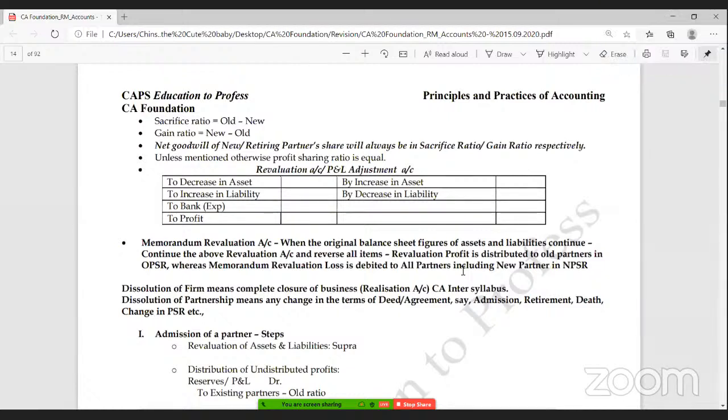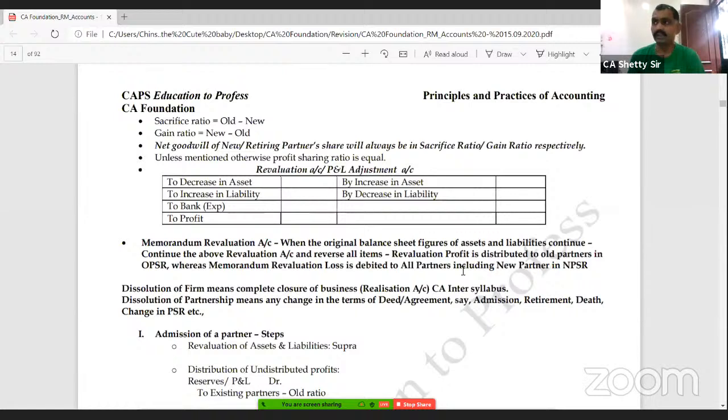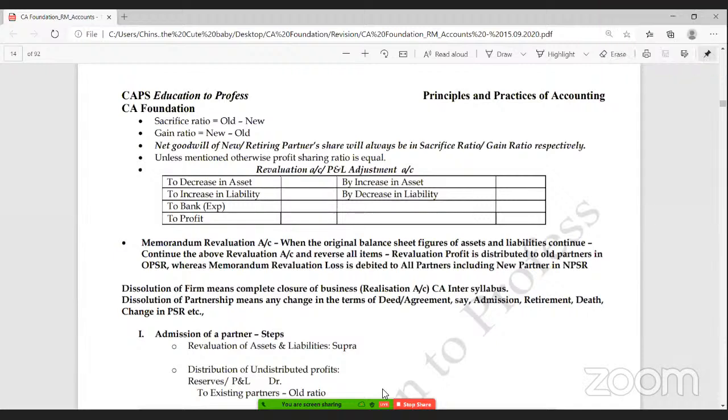So when you adjust this, old ratio credit and new ratio debit, that means you are going to adjust the same. One second, I'll just change the position.